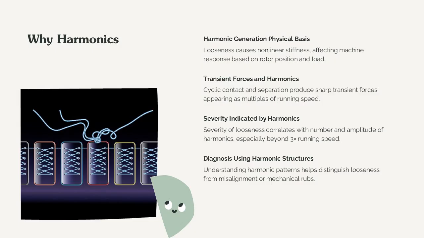The slide also explains how the severity of looseness often correlates with the number and amplitude of harmonics present. Analysts learn that a harmonic ladder extending beyond 3 times or 5 times running speed is a strong indicator of significant looseness. Understanding these harmonic structures is essential for distinguishing looseness from misalignment or mechanical rubs, which may also produce elevated harmonics but with different accompanying symptoms.